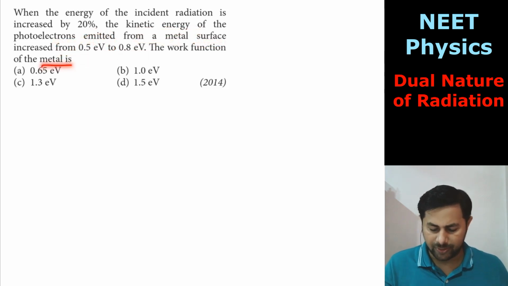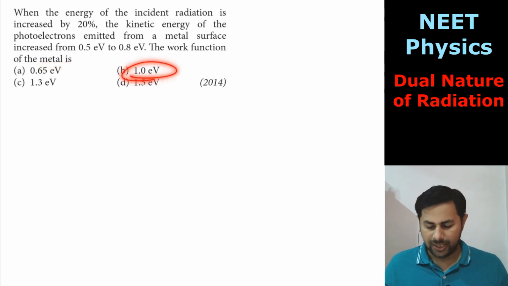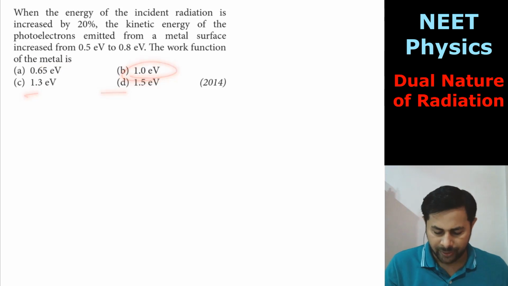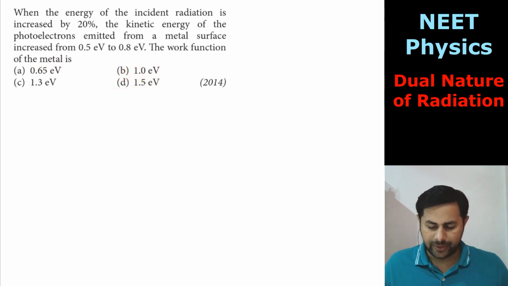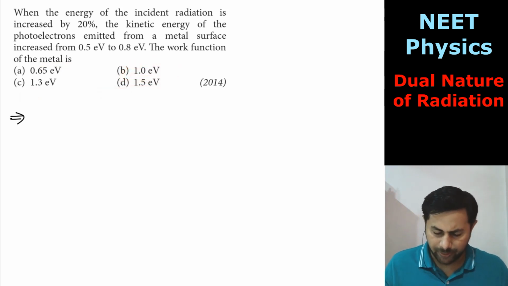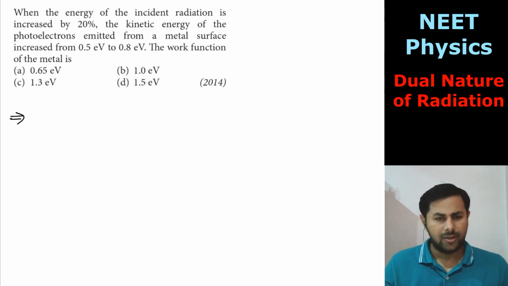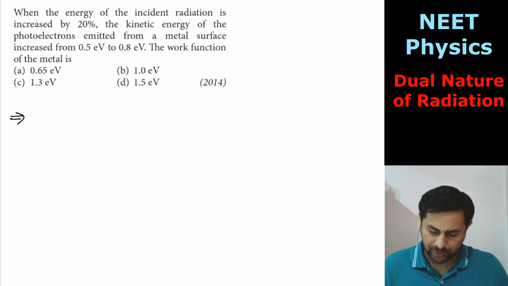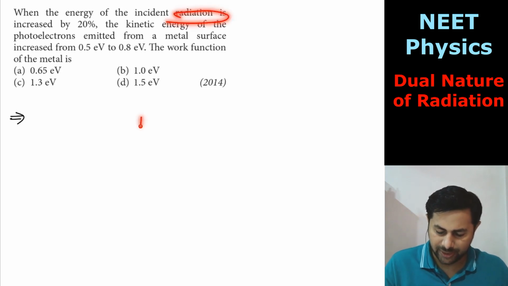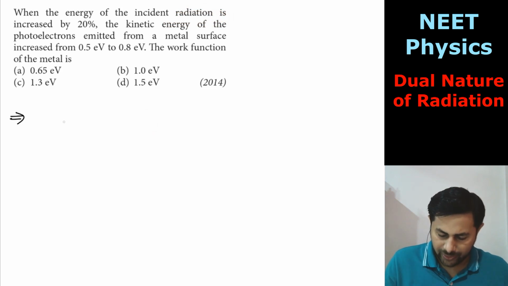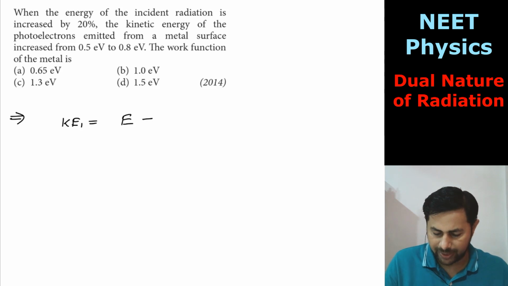The work function of the metal is, right? So we want the work function in eV only. Suppose in the first case the energy of incident radiation is E, let's call it E only. Then you have Ke1 is equal to E minus phi naught.